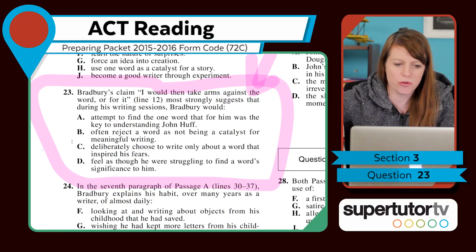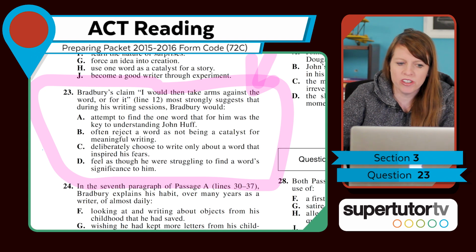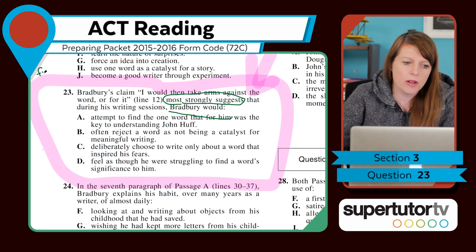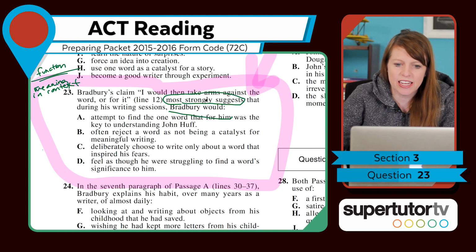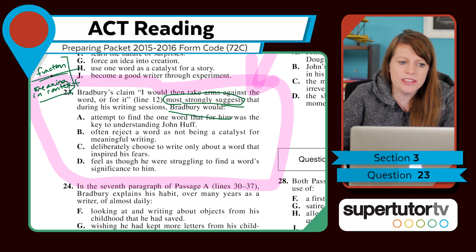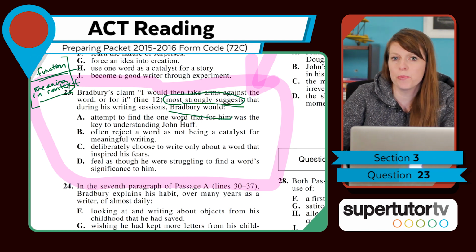And here we go. Number 23, Bradbury's claim, "I would then take arms against the word or for it," most strongly suggests that during his writing sessions, Bradbury would. So whenever I have these "most strongly suggests" kind of questions, these are what I call function questions, meaning we're looking for how this is functioning and what it means in context. What's the purpose that he has in writing this? His claim suggests what, like what's the function of that claim, or what's the meaning of that claim in context? In either case, we have a little quote and then we're asked to interpret that quote.